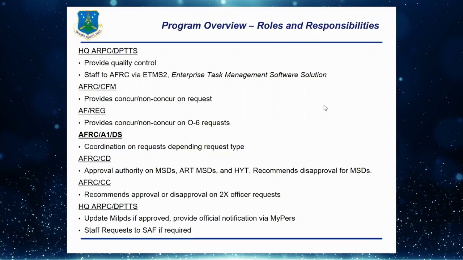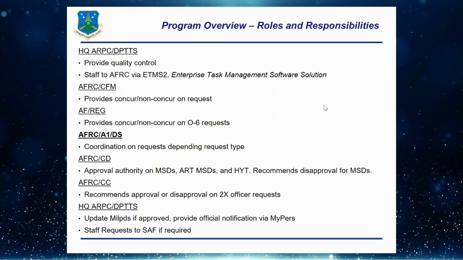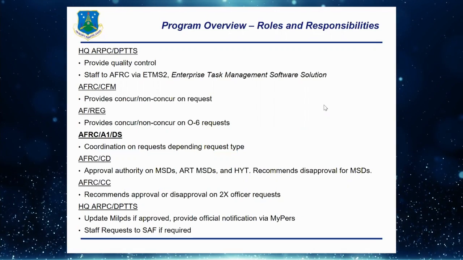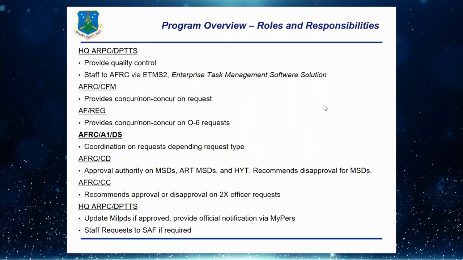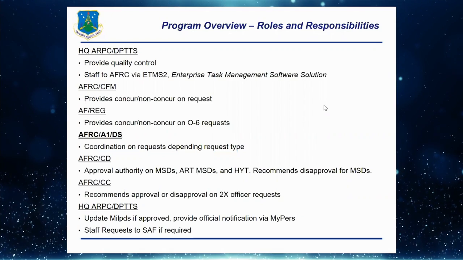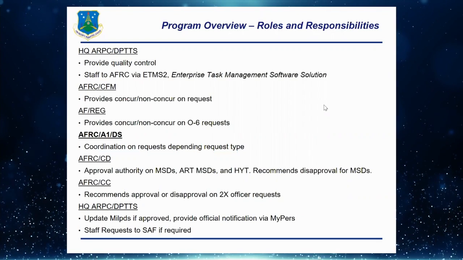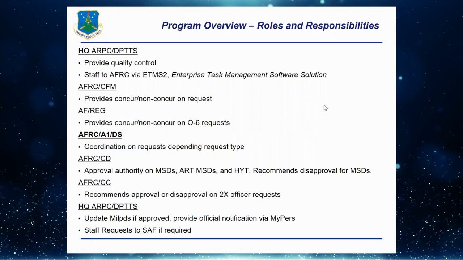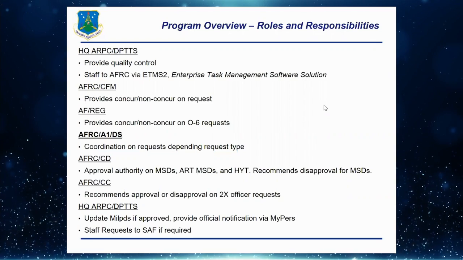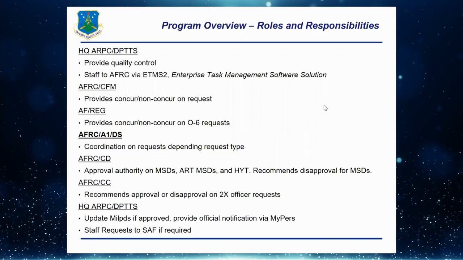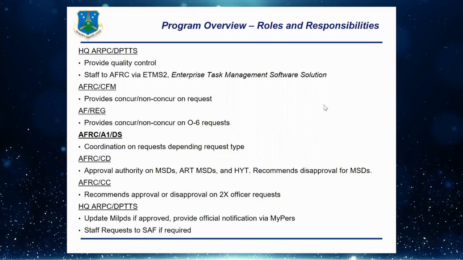Okay, this is where all the packages are different, whether it's an MSD, ART MSD, or HYT. This is the stage with the most differences, but the only thing they have in common is that this is a coordination stage. Nobody concurs or non-concurs at this stage. It's mainly coordination. Then finally, the package gets to the AFRIC deputy commander, who is the approval authority on the MSDs, ART MSDs, and HYTs.